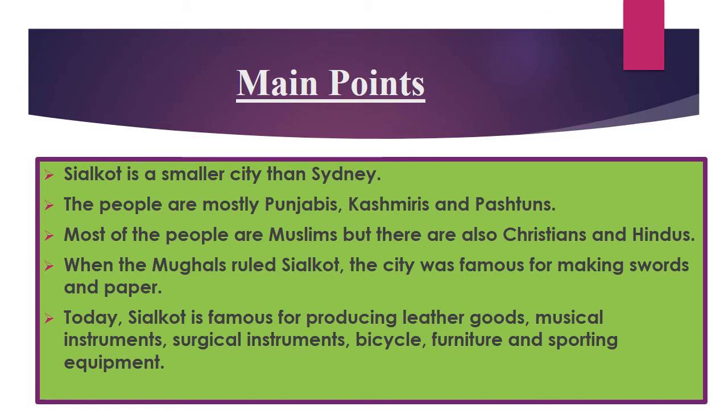Sialkot has many factories where different kinds of things are made, and people have been making and selling things there for a long time. When the Mughals ruled the city, it was famous for making swords and paper. After that, brick making became important. Today, Sialkot is well known for producing leather goods, musical instruments, surgical instruments for hospitals, bicycles, furniture, and sporting equipment.